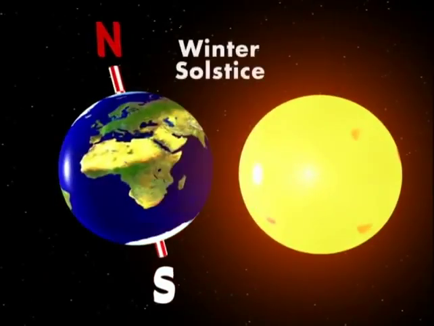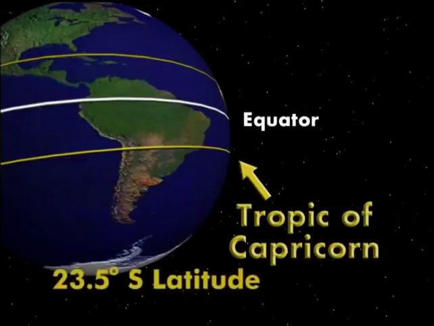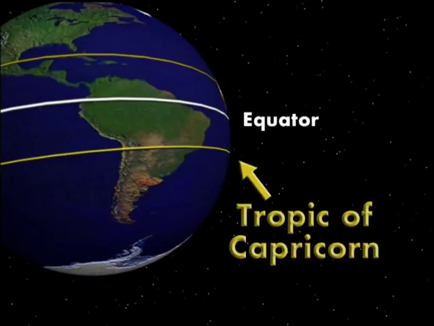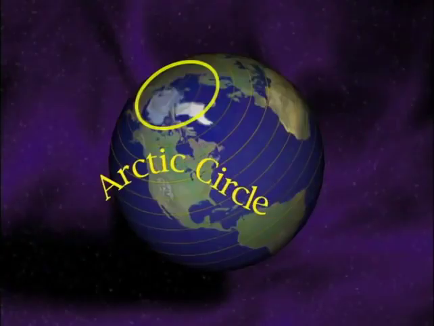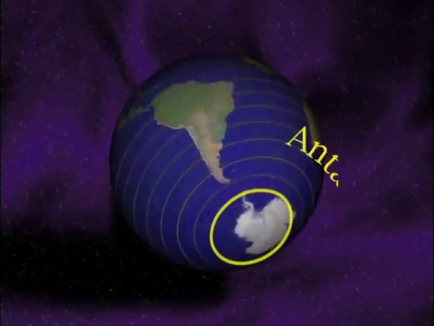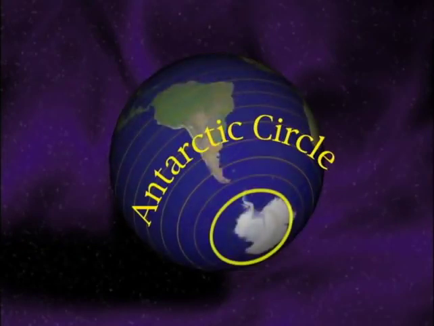When the Earth moves to the other side of the sun, the Northern Hemisphere experiences winter. During the winter solstice around December 20th, the sun's rays are directly focused on the Tropic of Capricorn, which is 23.5 degrees south latitude. Around this time, the opposite happens. The sun never rises north of the Arctic Circle and never sets south of the Antarctic Circle.